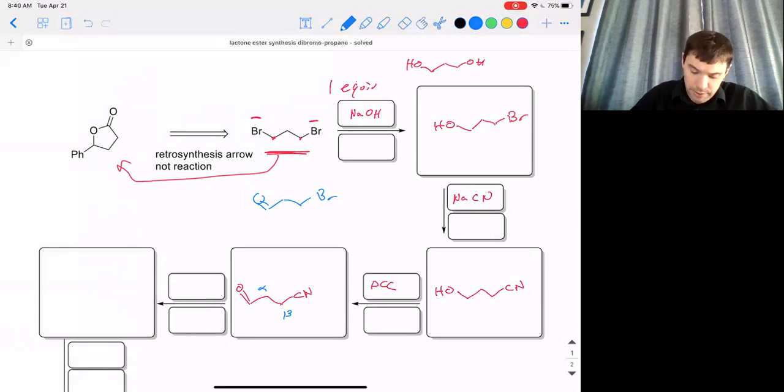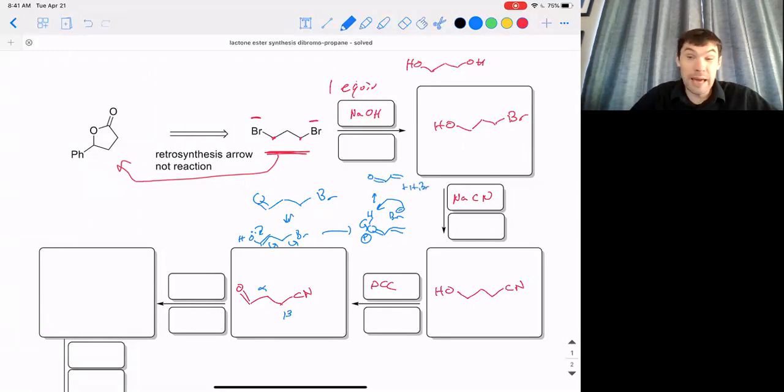So any leaving groups at these beta positions, if you have an equilibrium to the enol, which we know is always a competing process, these beta leaving groups can get kicked off, especially if they're really good leaving groups like bromine. And so this would probably tend to eliminate off and make the molecule acrolein plus HBr.